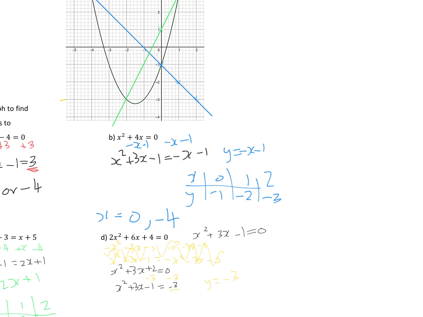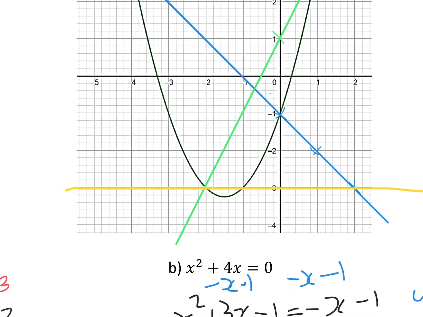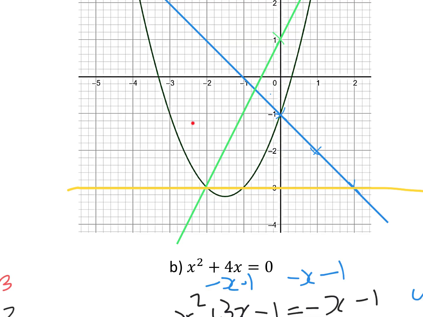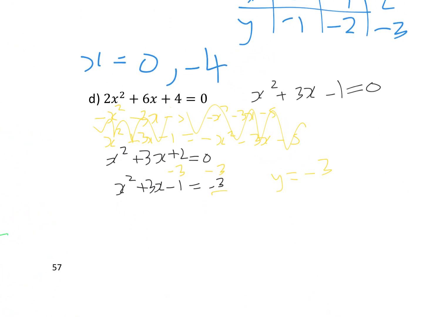Just going to be quick and do it in freehand, and that was not a bad job. Quite pleased with that. Don't you be doing that now. Where does the curve cross that horizontal yellow line? It's at x equals minus 2 and x equals minus 1. So our answer is x equals minus 2 and minus 1.